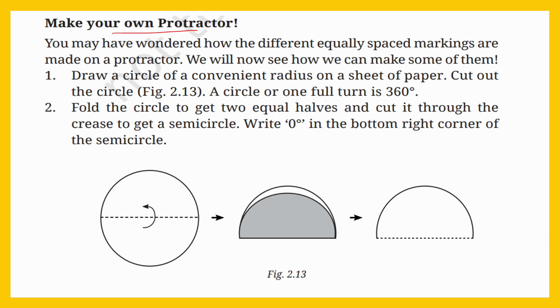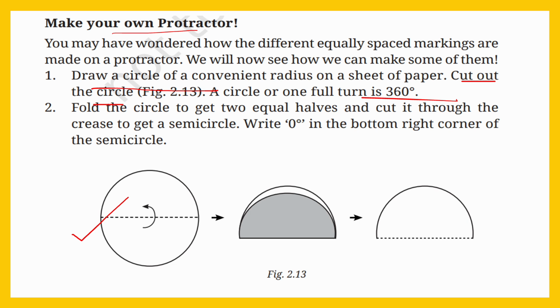So first step, draw a circle of a convenient radius on a sheet of paper. Then cut out the circle. A circle or one full turn is 360 degree. So you cut out that circle. So this is 360 degree.